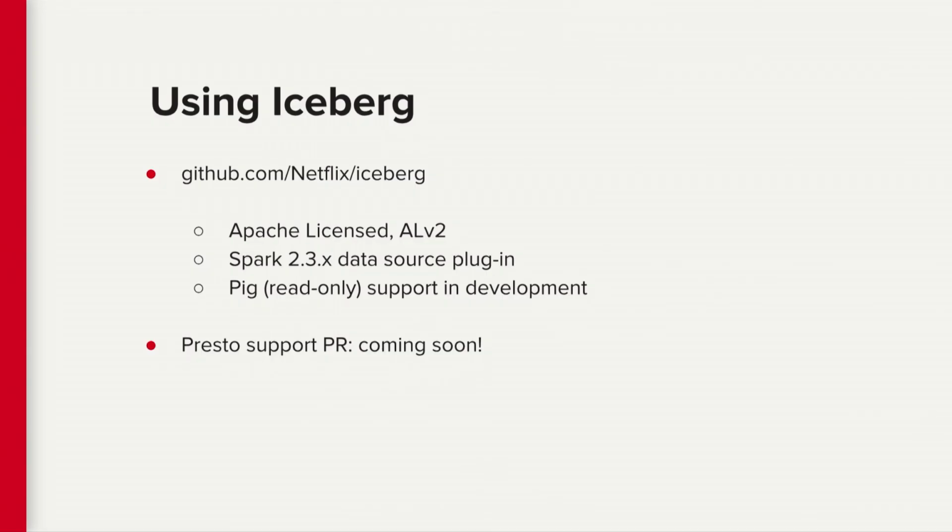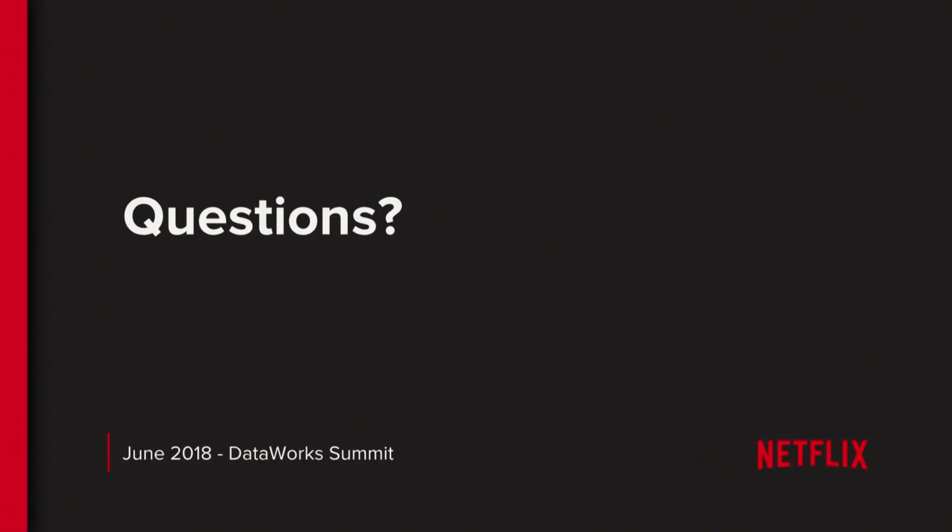All right, so here's the information if you want to get started using Iceberg. We have an open Apache licensed project. We have a Spark 2.3 plugin that is publicly available. We're working on Pig support, and there's a Presto PR coming soon as well. So, keep in touch with us through this GitHub project. I would love to hear from you guys as well. And with that, let's get to questions so you guys have time.